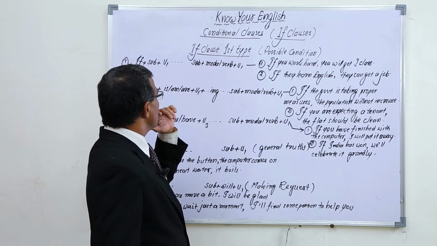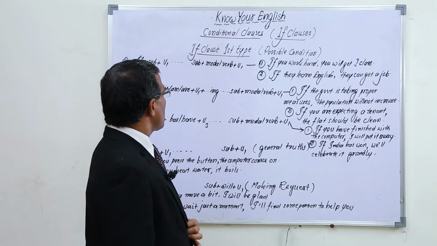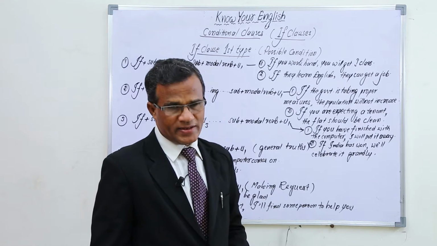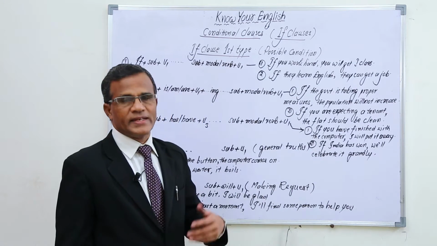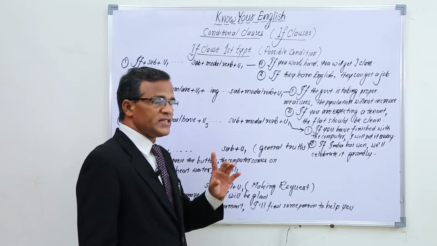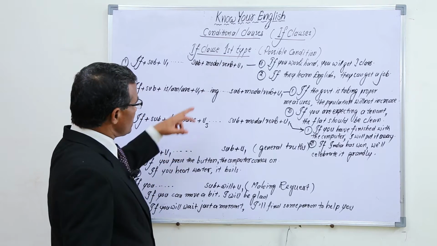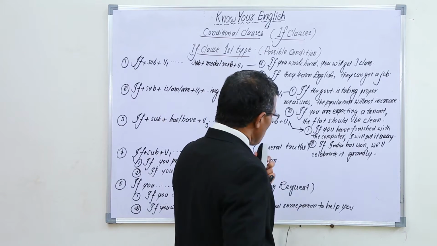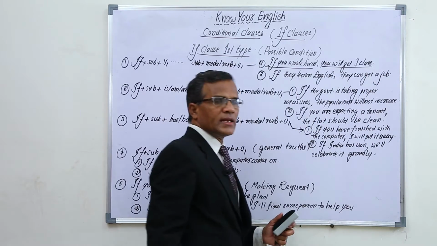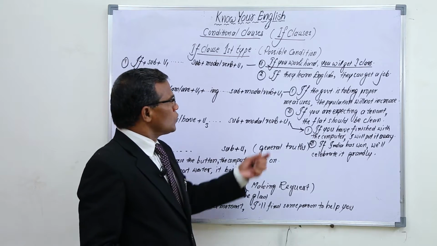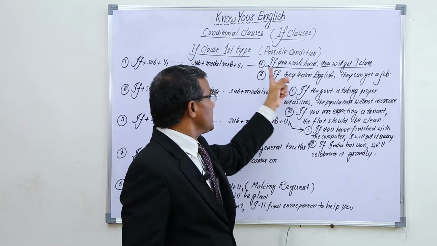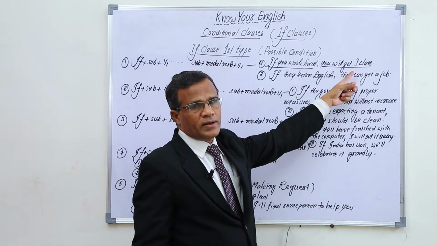So first, what is a clause? A clause is a part of a sentence which has only one subject and only one verb. For example, if you work hard, this is one clause. You will get first class, this is another clause. So two clauses are making this sentence. In this sentence you can find two clauses. One is the if clause and the other is the normal clause.